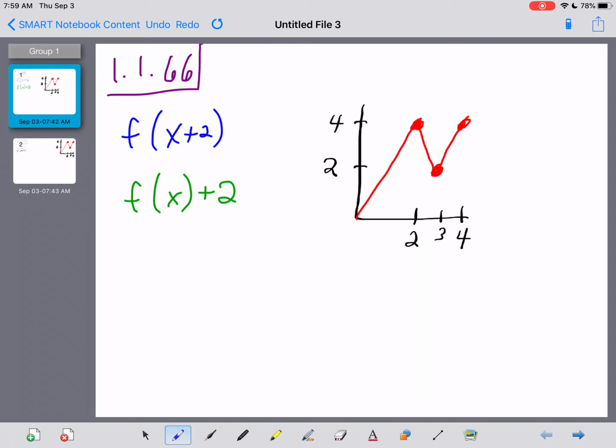And in this graph, we just have this weird little piecewise linear function right here with a series of line segments connected here at a few points. And we're supposed to graph some variations on this graph.